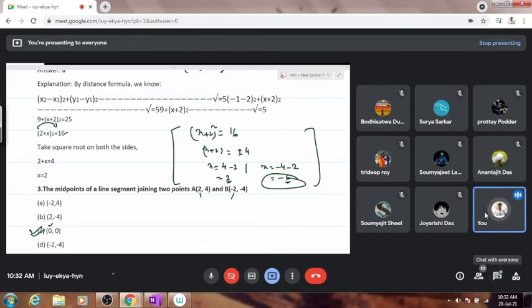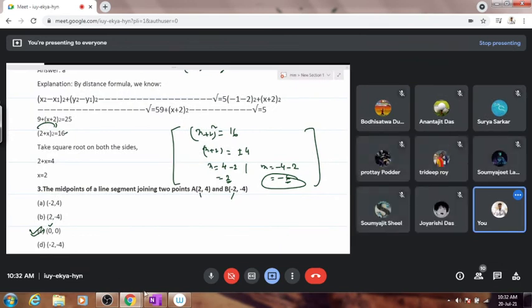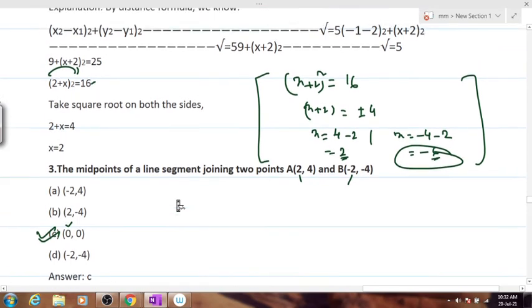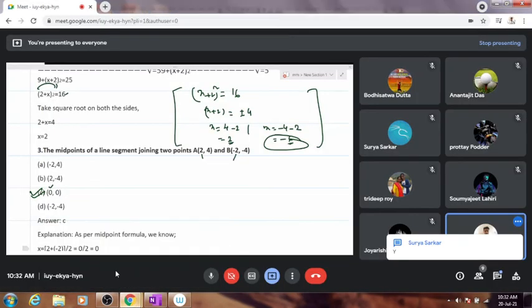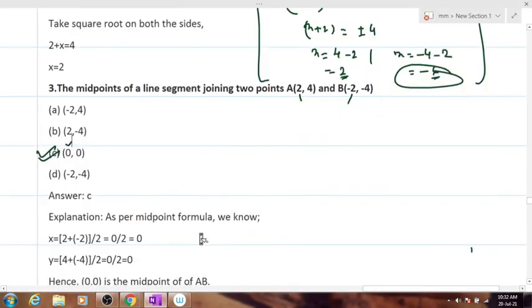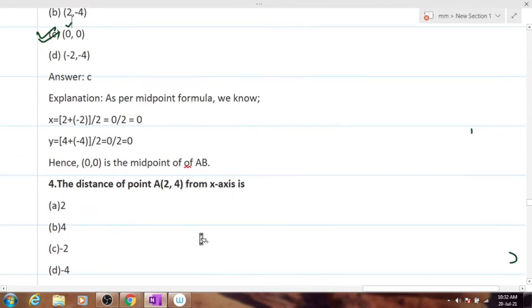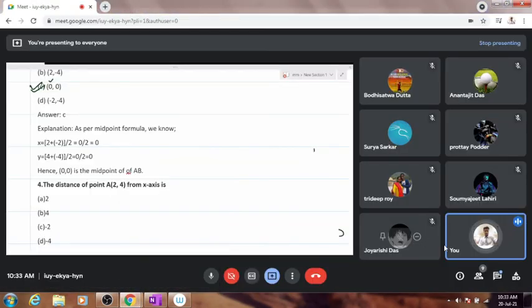Should we move on to the next question? Yes or no? Please confirm. Should we or should we not, class? Okay. Question number 4 now. Majority will make a mistake in this numerical.